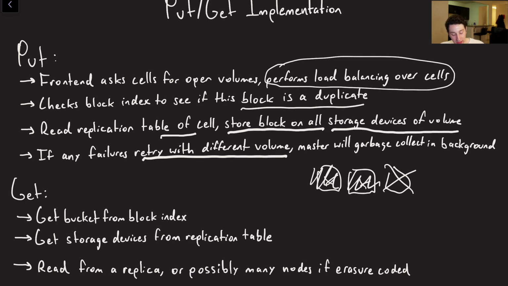As far as gets go, again, the front end is going to go to the block index. It's going to say, hey, for this particular block hash, figure out what bucket it's in. Once we have the bucket name, we can quickly figure out what cell it's in. Once we're in the cell, we can go reach out to the replication table and figure out what actual storage devices the thing lives on, and then we can go read it from there. So when we're actually reading the block, we're going to either read that from a replica, or if it's erasure encoded, we're going to potentially read that a little bit differently.